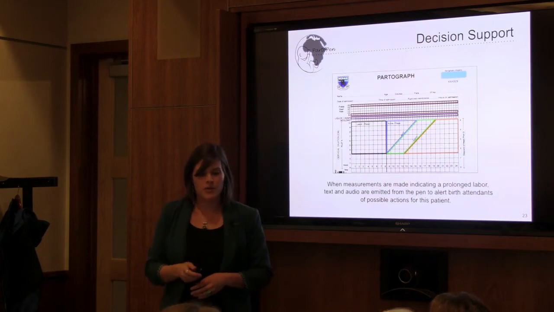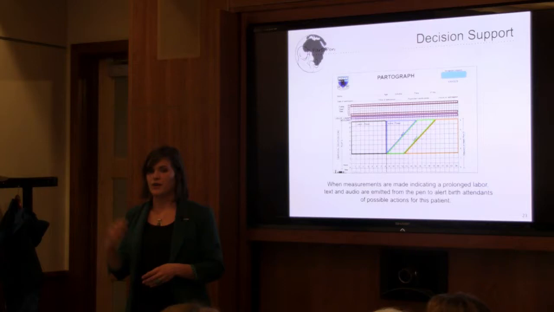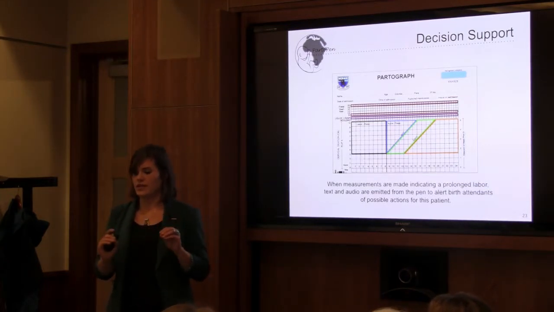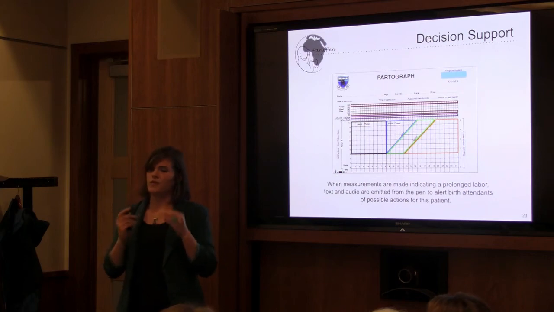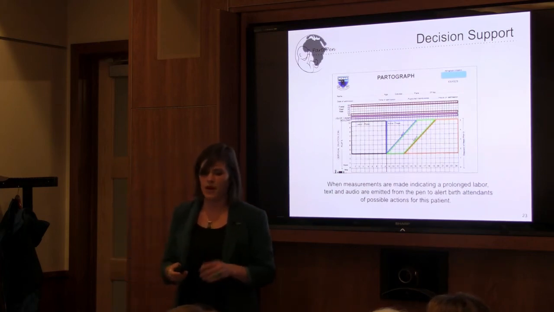There's also decision support built into the fetal heart rate part of the graph. If a fetal heart rate is too high or too low, the pen will provide you with scrolling text along the OLED screen and a ringtone to get your attention that the measurement is indicative of something not going quite the way it should.